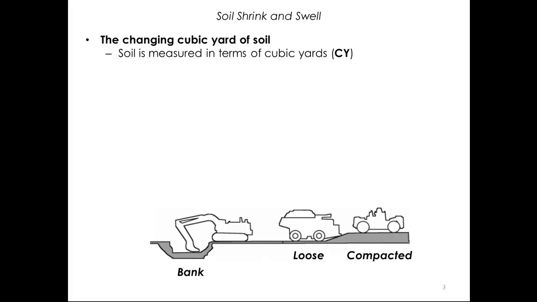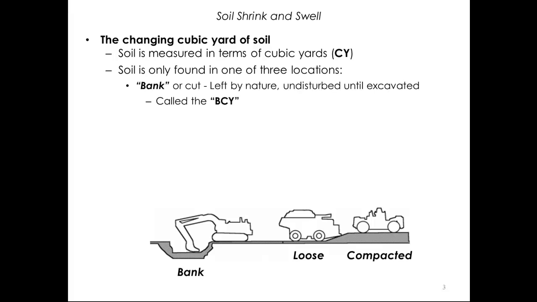Like all construction materials, there is a standard unit of measure for soils, and that is the cubic yard, abbreviated CY. If we think about all the possible locations for soil on a construction site, looking at the diagram, we can see that there are really only three places. And these terms, by the way, are industry accepted terms. And those locations are the bank, the loose, and the compacted cubic yard.